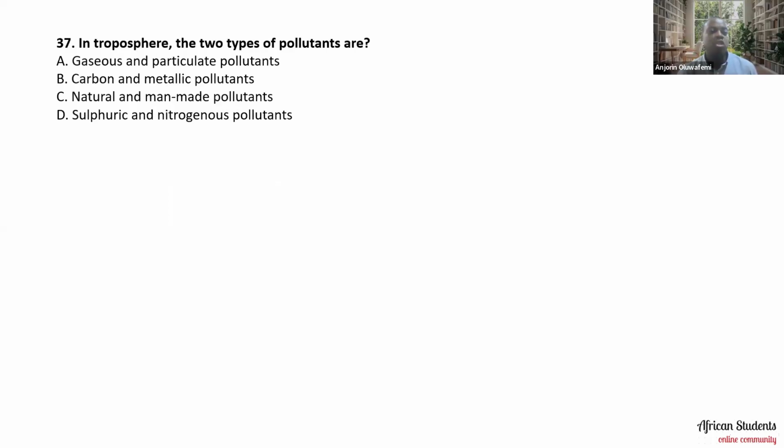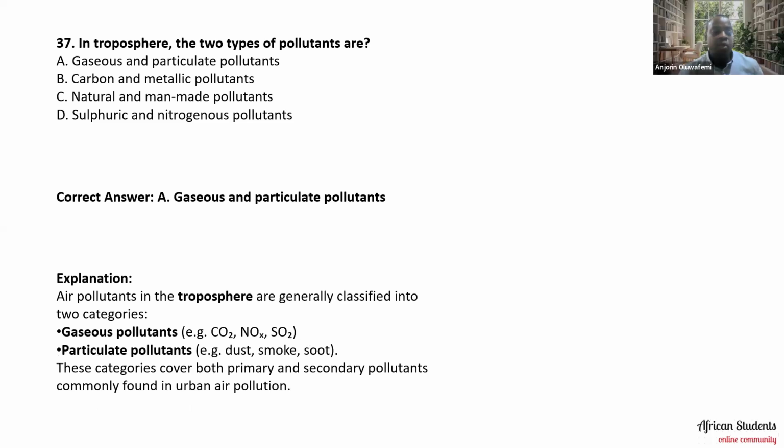In the troposphere, the two types of pollutants are: gaseous and particulate pollutants; carbon and metallic pollutants; natural and man-made pollutants; sulfuric and nitrogenous pollutants. So the answer here is gaseous and particulate pollutants. Air pollutants in the troposphere are generally classified into two. The gaseous pollutants, which include carbon dioxide, NOx, and SO2. Then particulate pollutants, which include dust, smoke, soot. These categories cover both primary and secondary pollutants commonly found in urban air pollution.